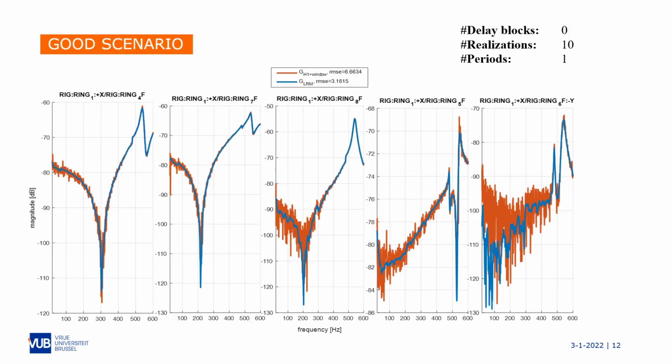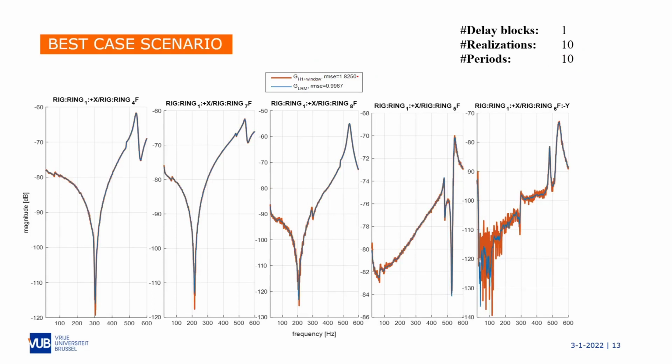And let's check the very best scenario. Sorry, it's the good scenario. The very best is to come. So we have 0 delay blocks. This means that we use the transient disturbed blocks. We have 10 realizations, so double as many as officially needed to solve the classical MIMO problem, and 1 period. And as you can see, the local rational method is steady around 3.1% error, and the H1 windowed estimate got 6.6% error. It's better, but still not perfect.